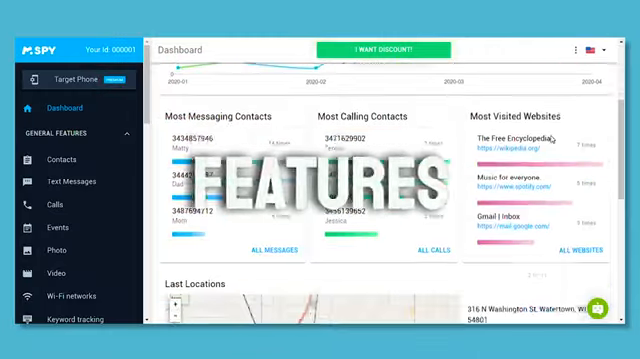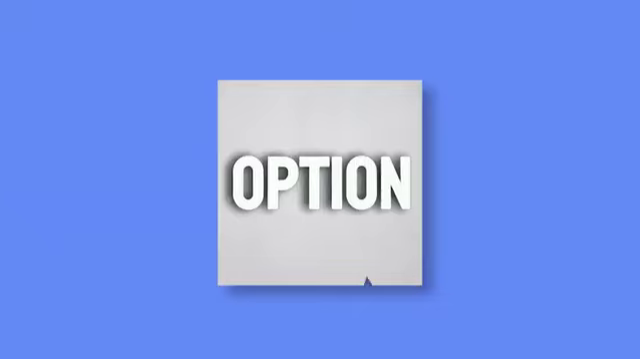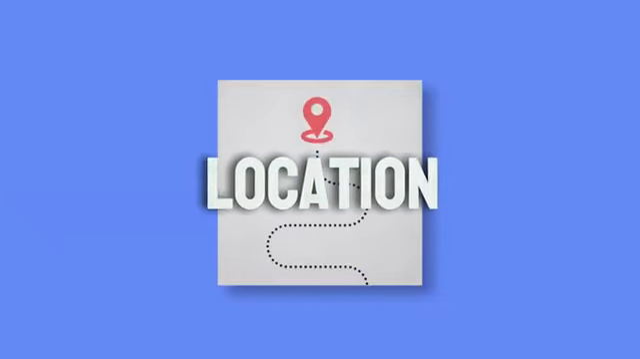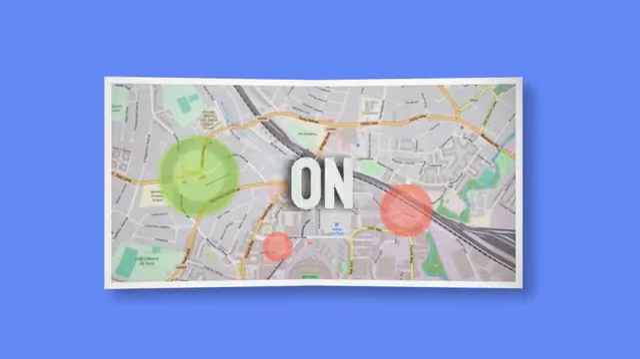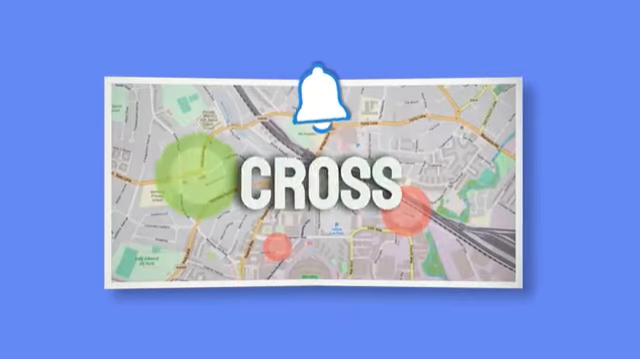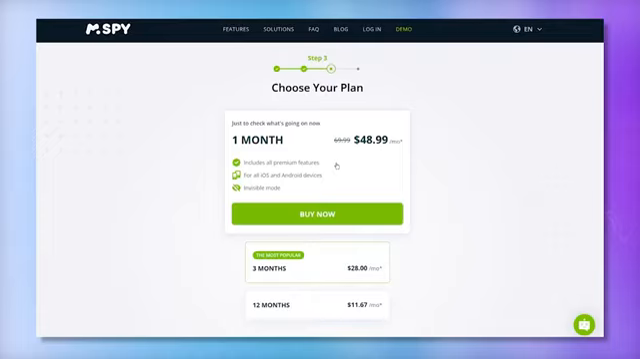For even more features, mSpy offers a jailbreak option. This includes monitoring their exact location, setting safe and dangerous zones on the map, and receiving alerts when they cross these zones. mSpy offers different subscription options depending on how long you want to use the service.